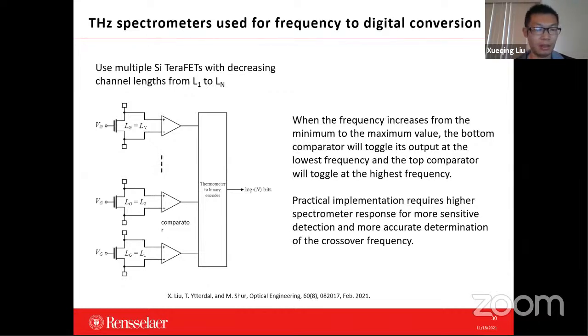And we also use a comparator and the encoder to read the result. So when the frequency increases from the minimum to maximum value, the bottom comparator will toggle its output at the lowest frequency, and the top comparator will toggle at the highest frequency. That is basically the principle of this frequency to digital conversion. And for practical implementations, we need a higher spectrometer response for more sensitive detection and more accurate determination of the crossover frequency.